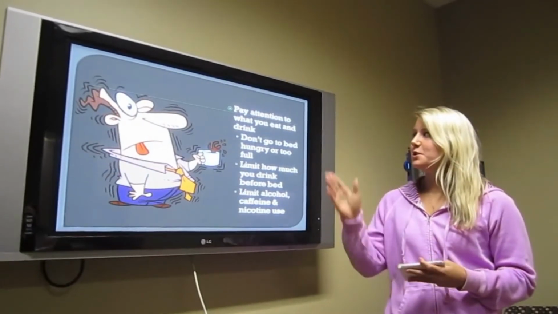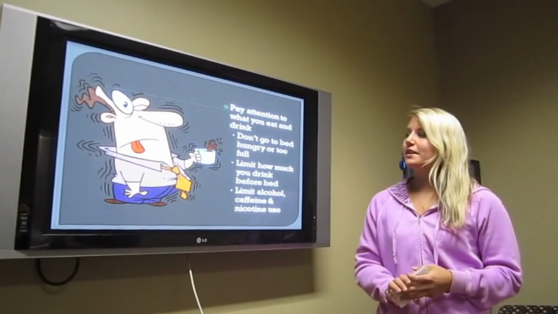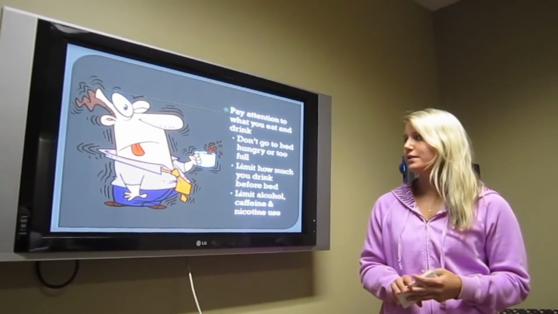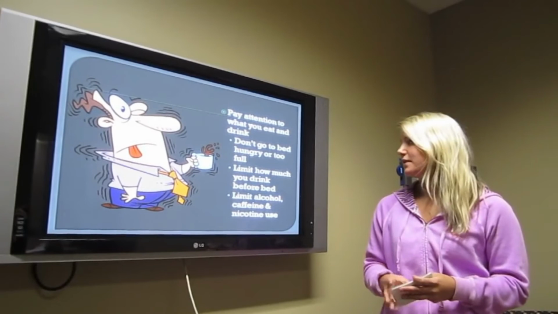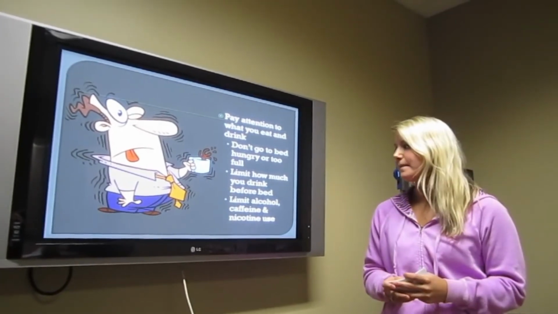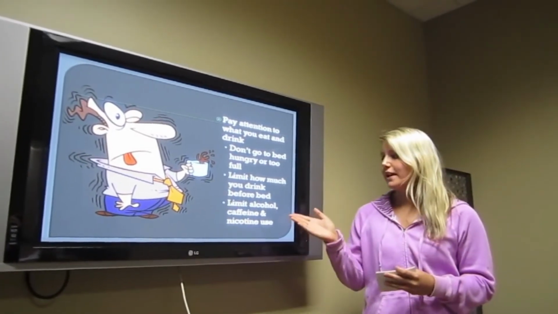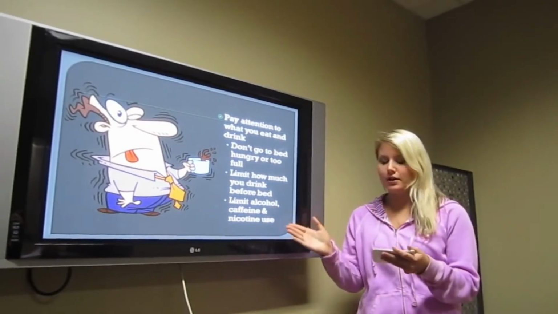Second, pay attention to what you eat and drink. Do not go to bed too hungry or too full. And also limit how much you drink before bed to avoid unnecessary trips to the bathroom. Lastly, limit alcohol, caffeine, and nicotine use, as these can all disrupt your sleep.